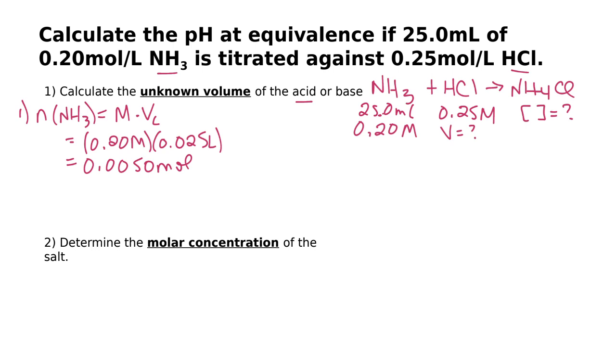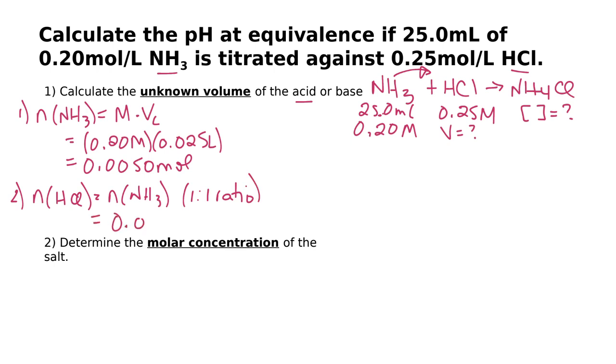Now, everything's a 1-to-1 ratio. So when I mole ratio over to HCl, my moles of HCl are going to equal my moles of ammonia, because of, again, a 1-to-1 ratio, which is a nice thing. And so my moles of HCl are exactly the same, 0.0050 mole. And this makes sense, right? This is what equivalence point is. We should not have any leftover acid or base here.